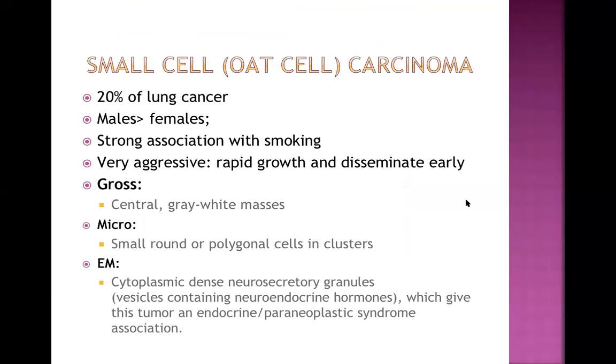Now, after squamous cell carcinoma, another type of malignancy under bronchogenic carcinoma is small cell or oat cell carcinoma. Oat cell is a very commonly used synonym. They are very important from the exam point of view. I'll explain why. This cancer comprises 20% of lung cancers, and males are more commonly affected than females.